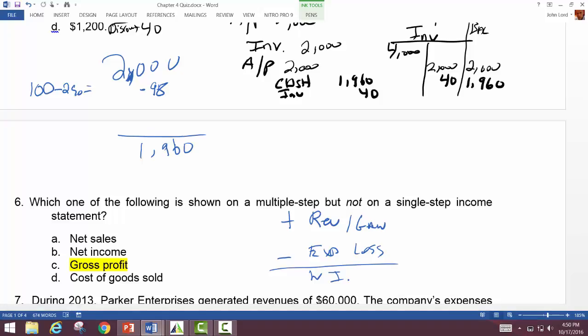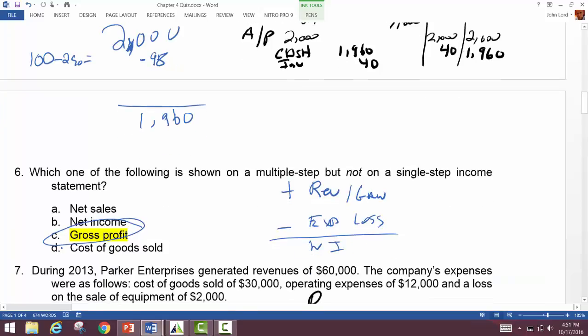So single step is not going to show me what? In this example, it's not going to show me gross profit. They'll still have my sales up in the revenue and gain section. Net income is what comes down at the end. And cost of goods sold would be down in the subtract section, wouldn't it? But no stop between sales and cost of goods sold for our gross profit calculation.